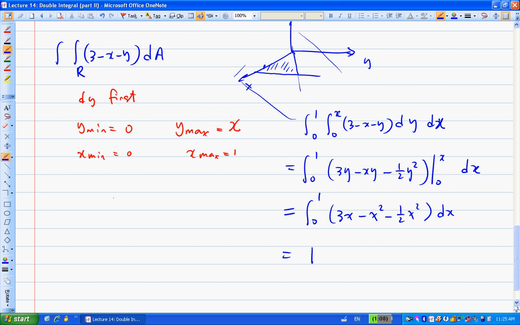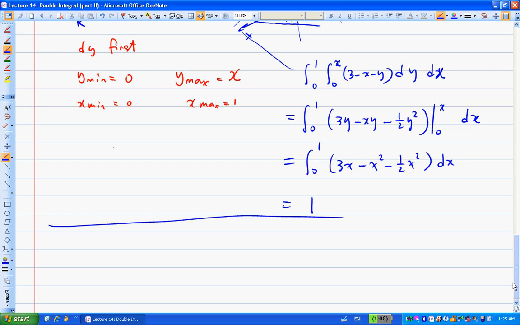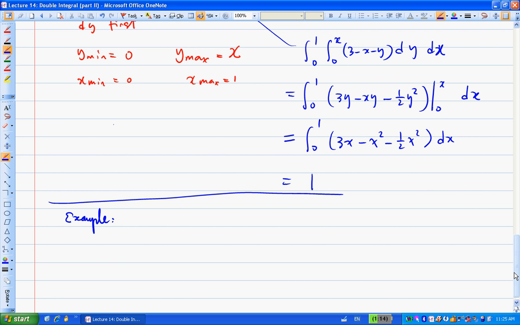So you can try the other order. If you do dx first, what will be these results? Of course, it's going to be 1 again. Just try it out yourself. Okay, one more example. Now this is a tricky one. Tricky not in terms of finding limits, tricky in terms of calculation.